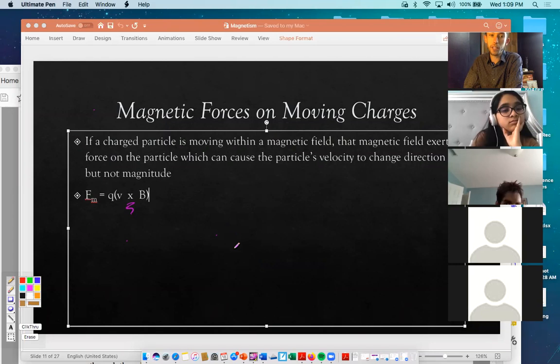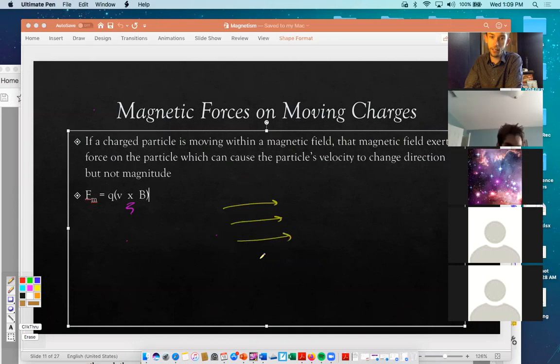So to think about a cross product, let's say that I have a magnetic field B, moving to the right on my page, and let's say that I have a charged particle, positively charged, and it's moving with some velocity up at an angle through my magnetic field. The cross product of those two vectors can be found in this way.